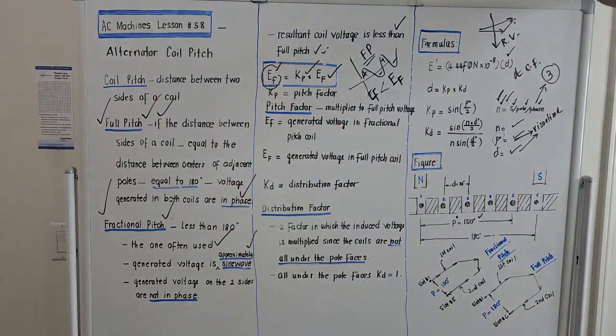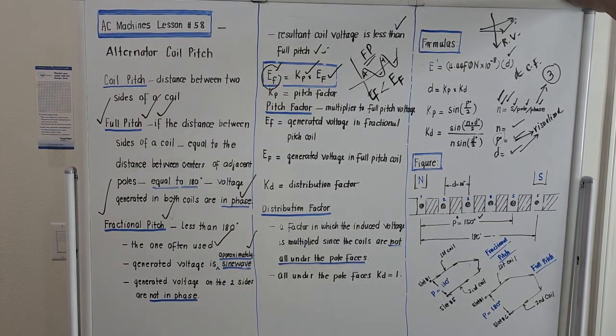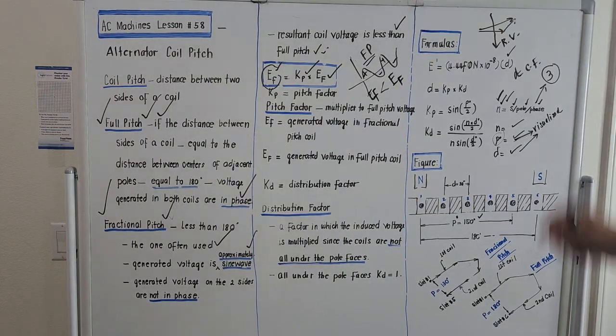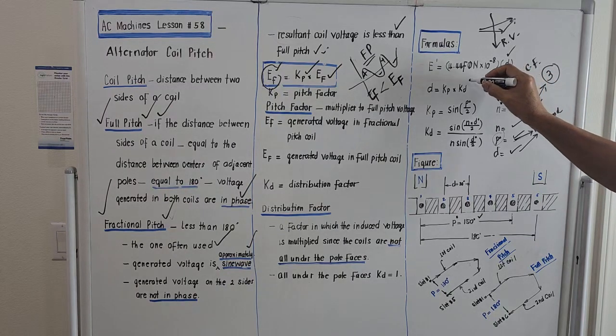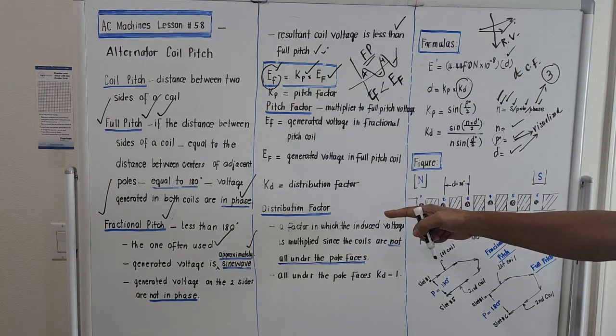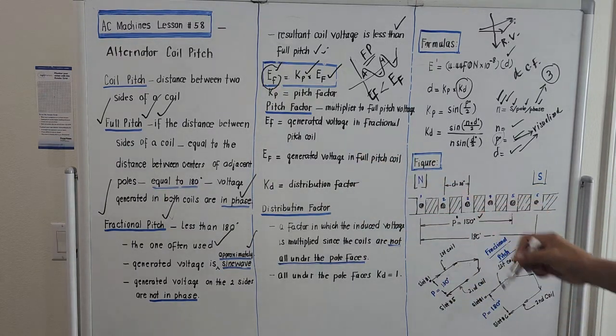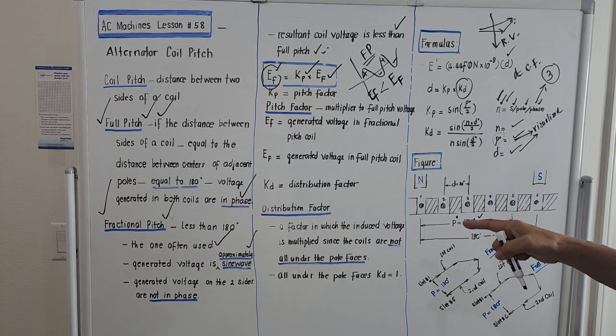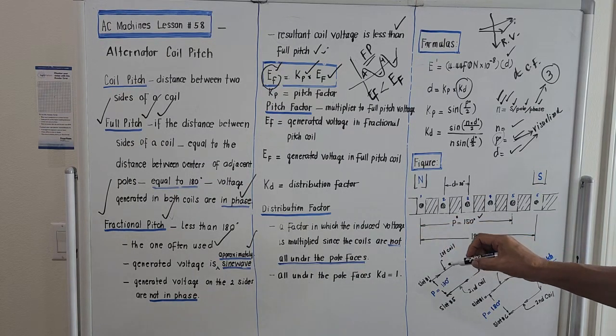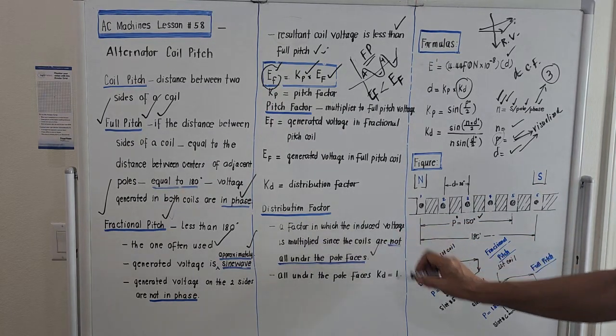How about the distribution factor? Distribution factor, because in the so-called corrected factor, there is the distribution factor. This is just an annotation on the so-called distribution factor. A factor by which the induced voltage is multiplied since the coils are not all under the full phases. Okay?